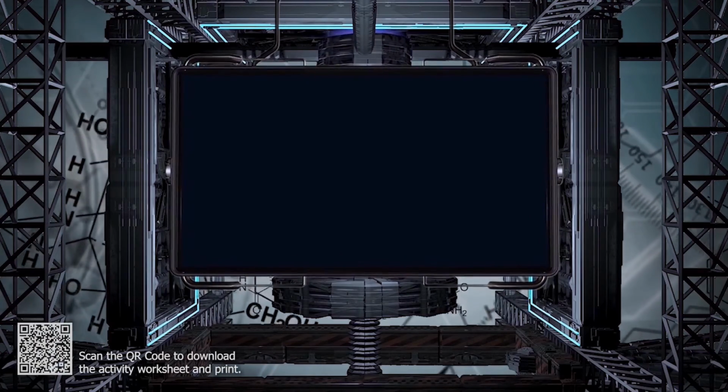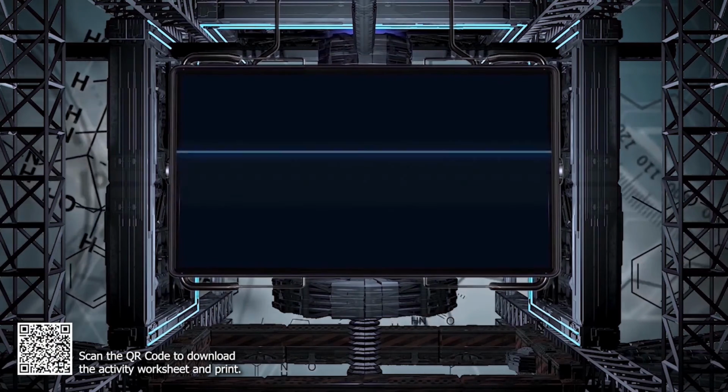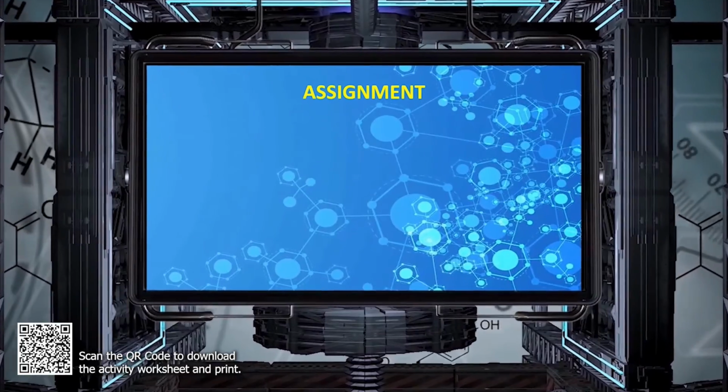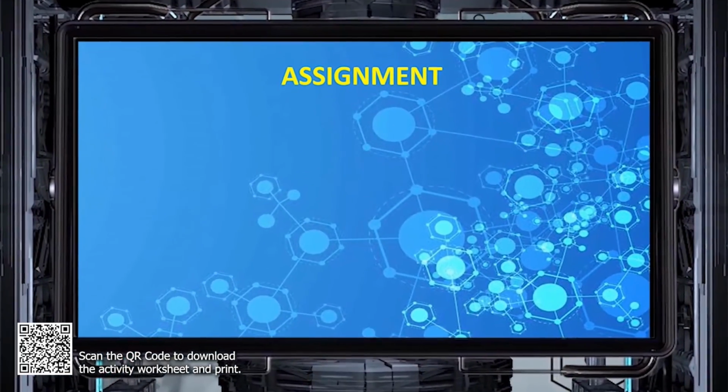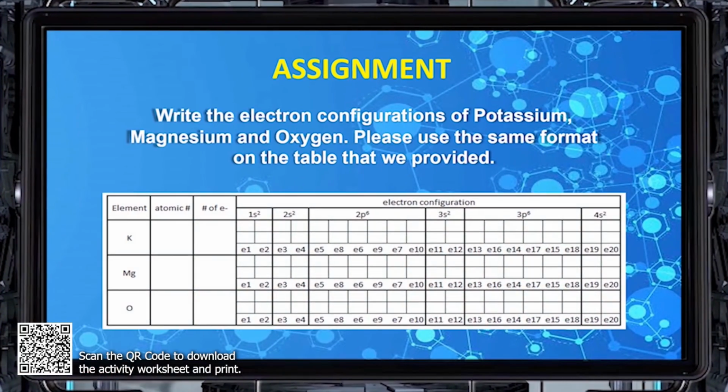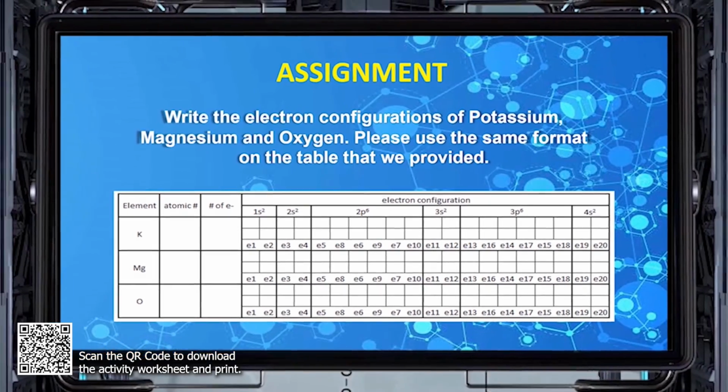Before we end this lesson, I want you to practice more at home. For your assignment, write the electron configurations of potassium, magnesium, and oxygen. Please use the same format on the table that we provided. Write this on one whole sheet of paper and submit it to your science teacher.